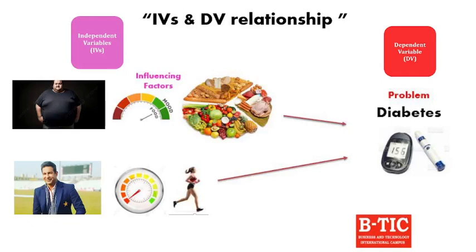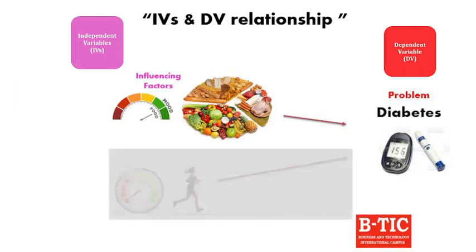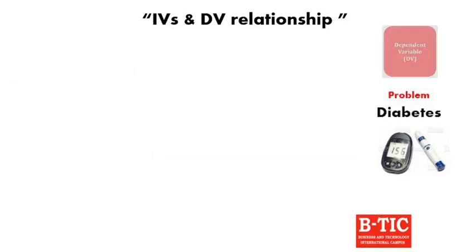So what happens here? You find out the DV and the IVs on your conceptual framework, and you study whether there is a relationship between these IVs and the DV. If you have a relationship, and you study how they are related, we can make some adjustment to the IVs so that you can adjust your DV. When you adjust your DV, your problem is over. This is what research is about.